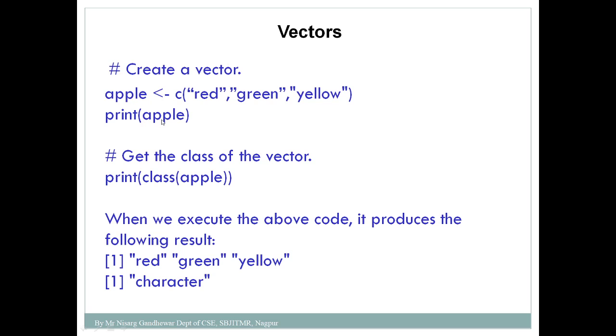Suppose I print the value of that variable, I will get this kind of output: red, green, yellow. And suppose I want to know the class of the vector that I have created. We can do this with the help of the command print(class(apple)). Apple is a variable, and here we want to know the class of that vector apple. Here you can see the output is character. So vector is a very simple data object available in R.